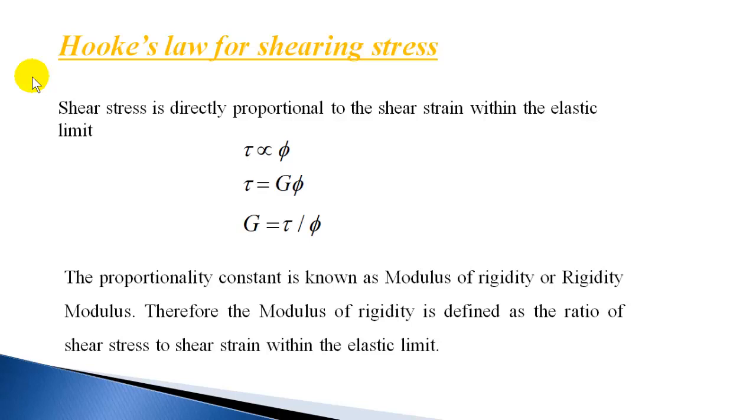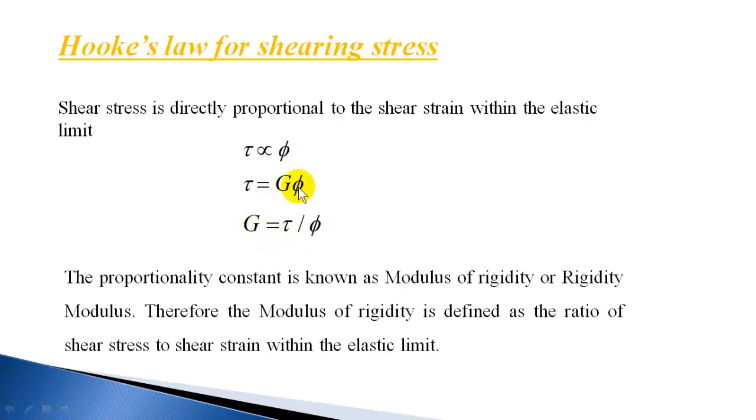A similar law exists for shearing stress. Hooke's law for shearing stress states that shear stress is directly proportional to shear strain within the elastic limit. So shear stress is directly proportional to shear strain, and the proportionality constant is G, which is known as rigidity modulus or modulus of rigidity. You can rearrange the equation and write modulus of rigidity as tau by phi.